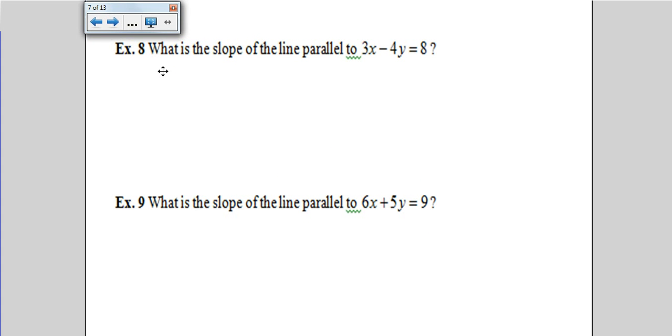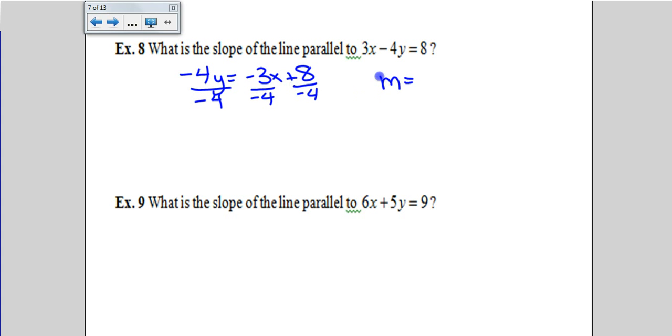Example 8, what is the slope of the line parallel to that guy? Well, it will be an easy question once we know slope. Unfortunately, I can't see slope too easily. So I'm going to go ahead and subtract the 3x. And then we're going to divide everybody by -4, and I'm going to kind of cheat again. I'm not actually going to finish the problem. Turns out the original slope was 3/4. And since they want parallel slope, it's the same slope as before, so it's 3/4.